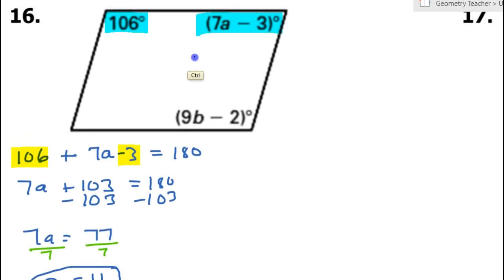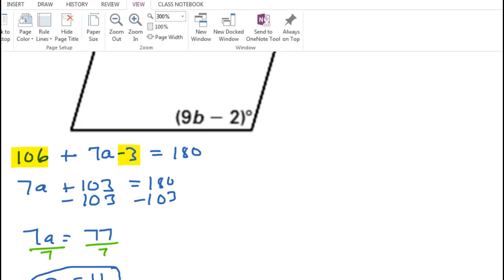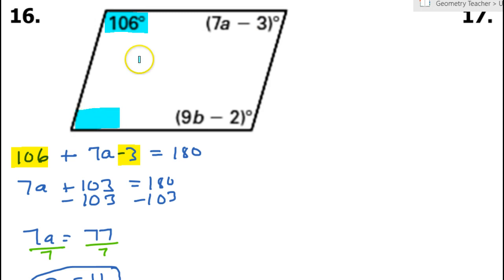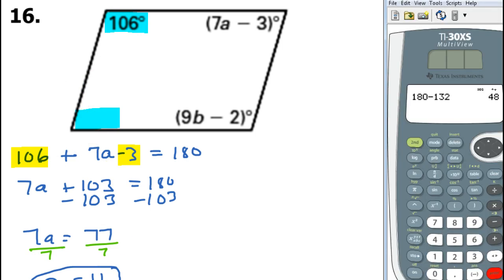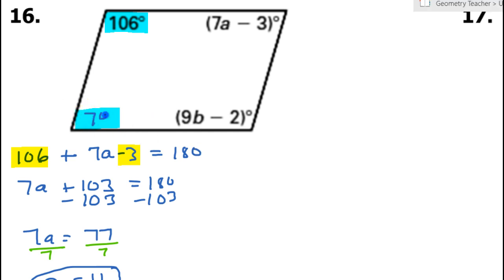Okay, the other way I could have done this was to recognize that instead of looking at these two angles directly, I could have looked at these two angles. These are consecutive angles, so they have to be supplementary. So I could have said to myself 180 minus 106. That is 74. So that means this would be 74. And then I could set these equal to each other.